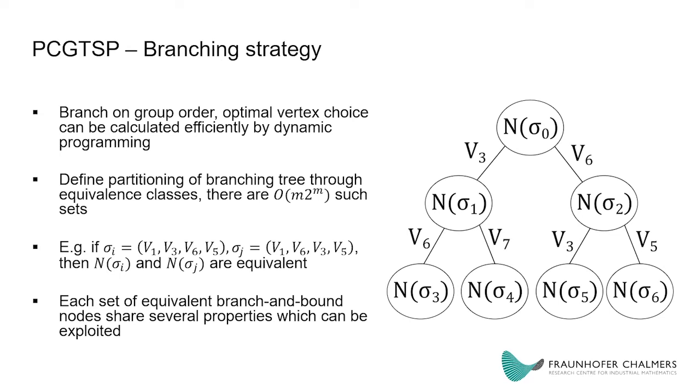Furthermore, it turns out that if you define the subproblems at the tree nodes in a certain way, we must compute the most cumbersome part of the lower bound computations at the tree nodes only once per equivalence class.